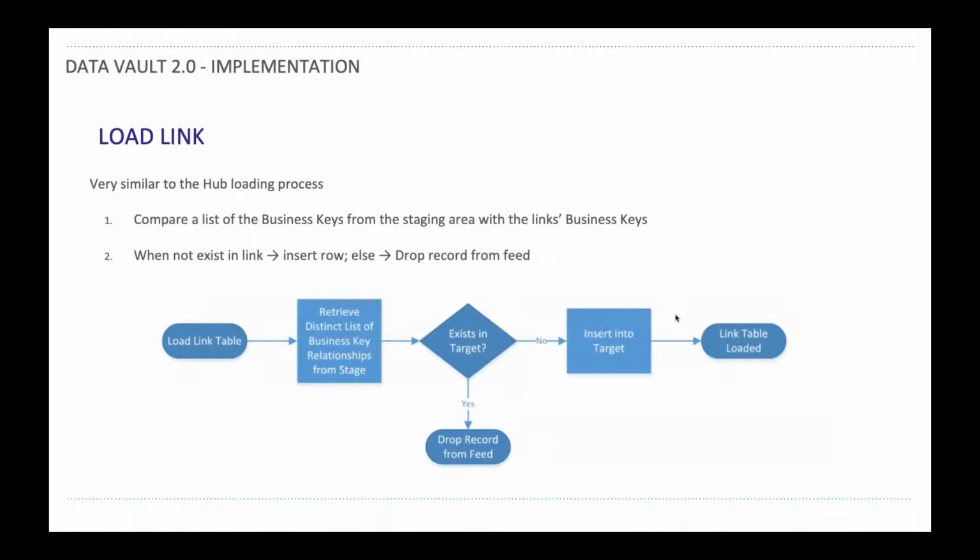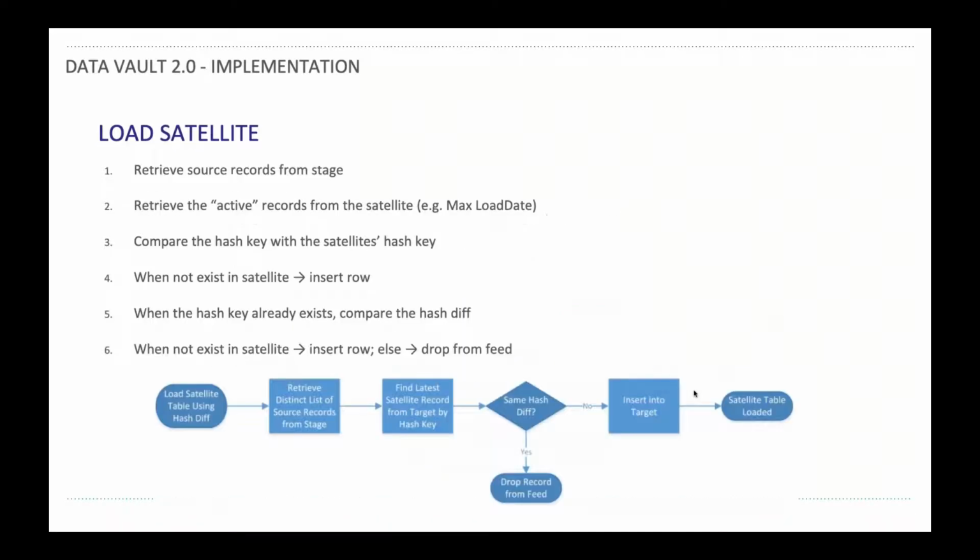Very similar approach for links. The link is defined as a distinct list of relationships between business keys, which means that we are identifying the relationships from the staging area and checking in the lookup if we have the relationship already in the target or not. If it's already in the target, we can drop the record because we already know the relationship. And if the target doesn't know the relationship yet, we can load it into the target table, and we're done.